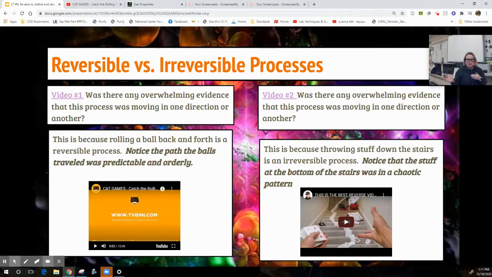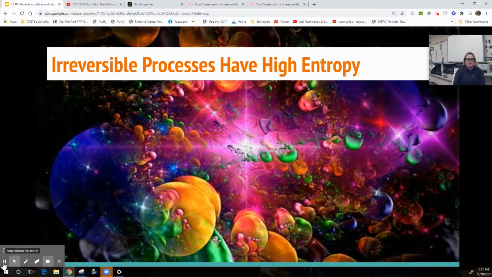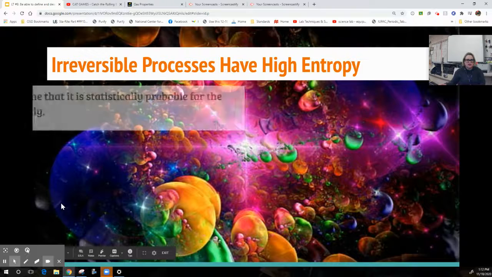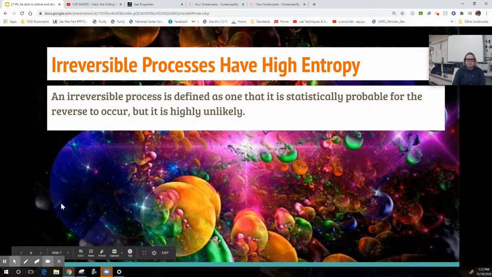Statistically, yes, but probably not. So this particular system we can consider irreversible because it's going to such a state of chaos that it'd be hard to put back together again. So irreversible processes have high amounts of entropy. What we mean by that is an irreversible process is something that is statistically probable that could happen in reverse, but it's really, really, really highly unlikely.